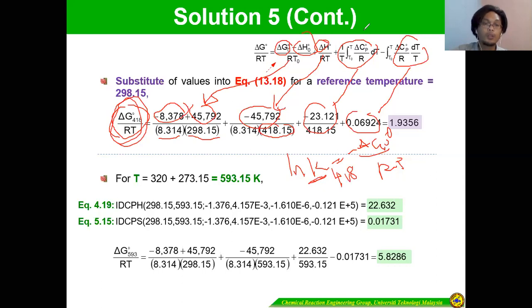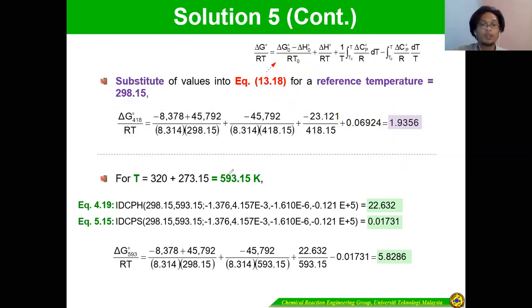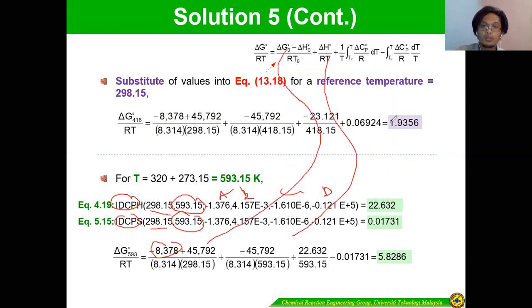How about if we increase the temperature to 598 Kelvin? Similarly, using IDCPH, this one is the standard state and this one is the new temperature, with A, B, C and D. Substitute into the equation. This one is delta G naught. This one is entropy, enthalpy, delta H naught divided by RT, and G naught minus delta H naught. This is the equation for ln K at the new temperature.